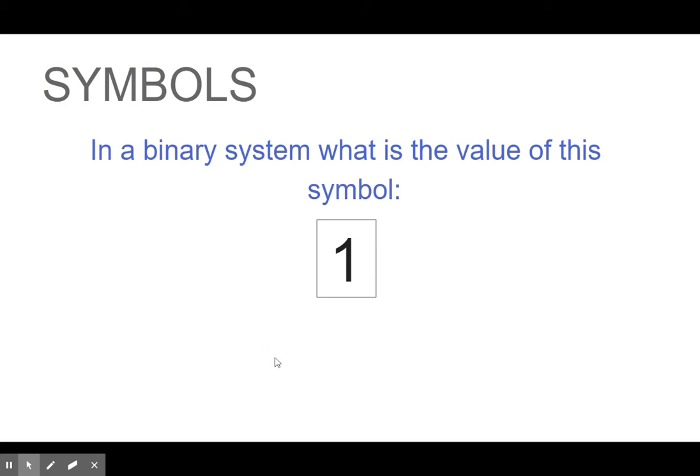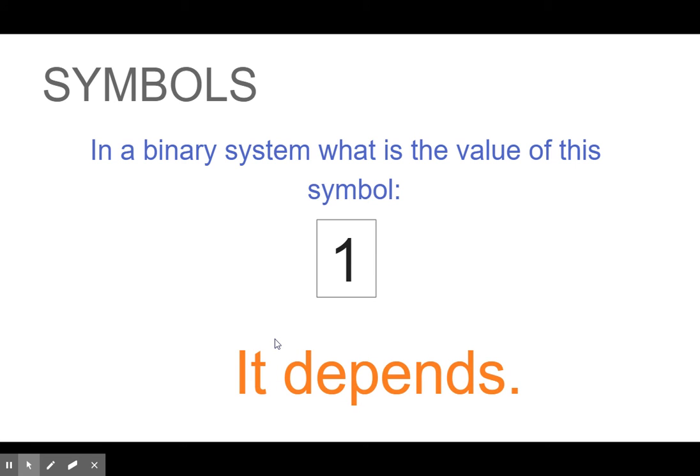All right, so here we go. In a binary system, what is the value of this symbol? Go ahead and pause it. Take a guess. It depends. If you answered it depends, you're correct.